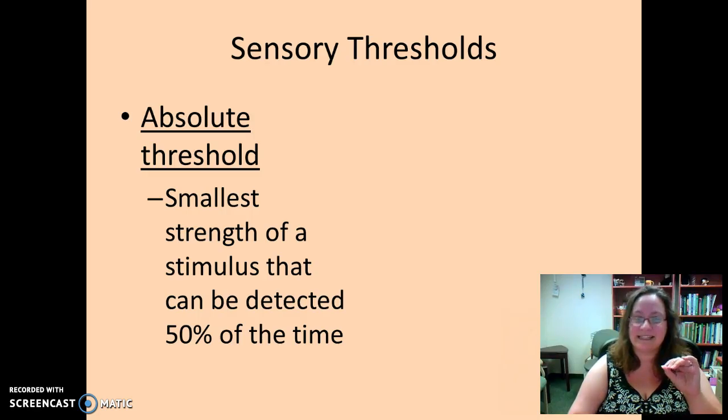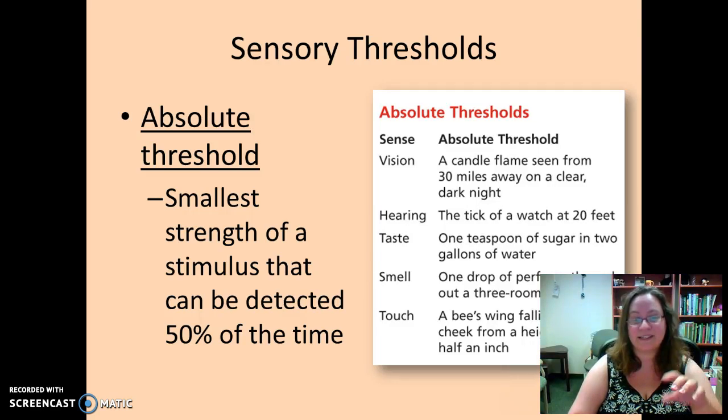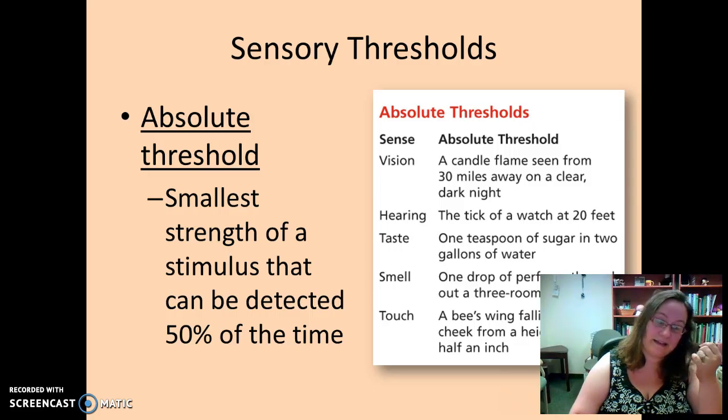We can't sense things that fall under our absolute threshold for sensory input. The book is going to give us a few of these. The ticking of a watch at 20 feet, that's our absolute threshold. We can't hear it at 50 feet or 100 feet. Our absolute threshold for most people is going to be at 20 feet. I think it's really interesting that we could possibly see a candle flame 30 miles away. I don't think that I could do that. I don't have great vision, as you can tell, but 50% of the time it could be detected.